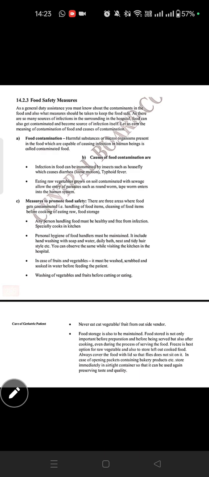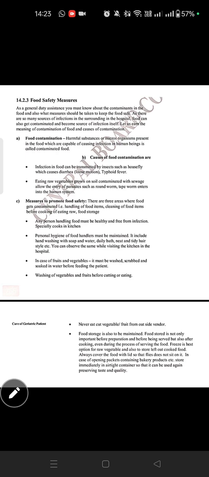Then we can go for the fruits or vegetables, which should be washed, wrapped and soaked before feeding to the patients. Washing vegetables is important before cutting. Then never eat cut vegetables or fruit from an outside vendor.